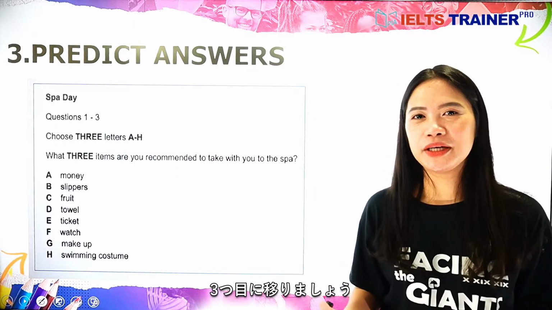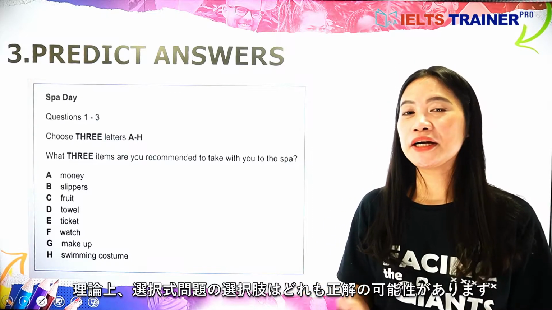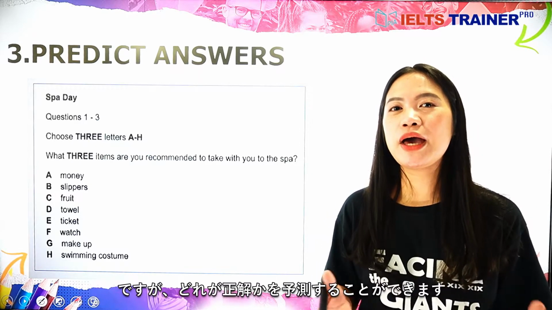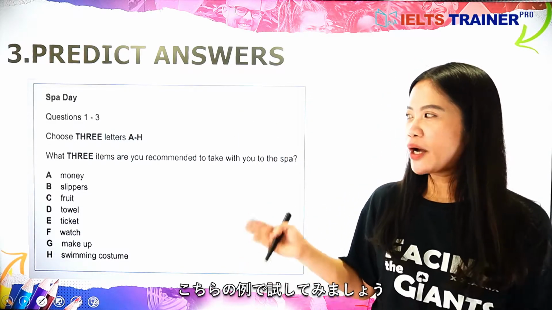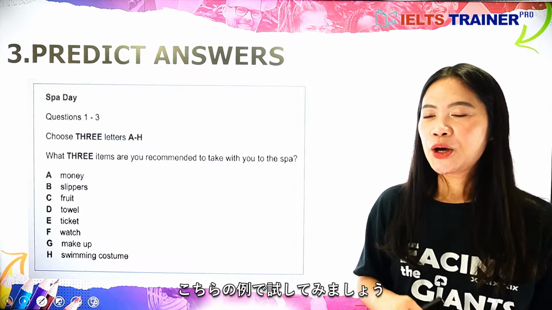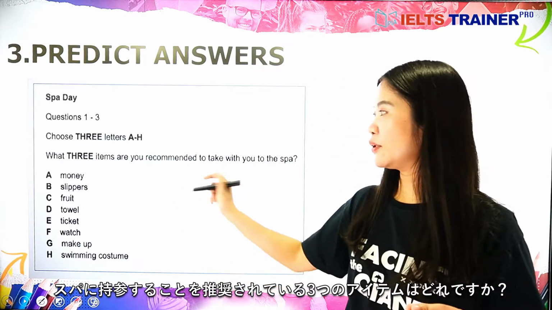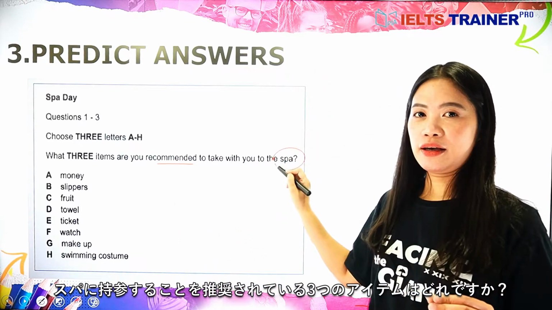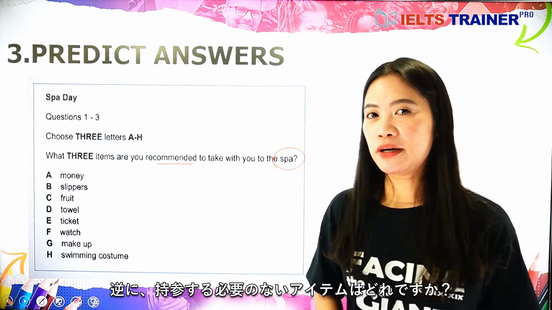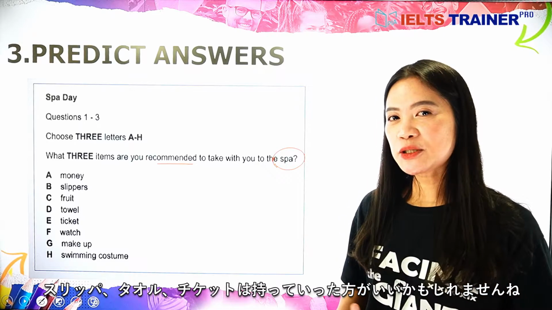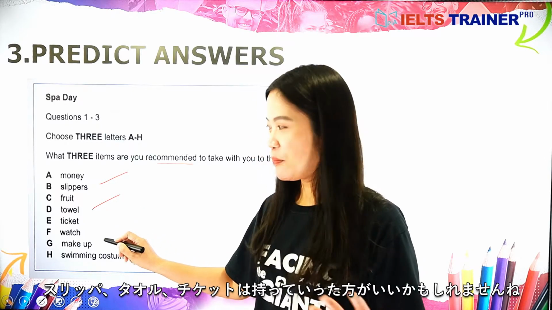Let's have the third one. In multiple choice question type, all choices are technically possible. However, you can predict which ones are correct. Let's try this as an example. Which 3 items do you think they would recommend you to take to a spa? And which would they unlikely ask you to take to a spa? I think they would ask me to bring slippers, towel, or maybe ticket.